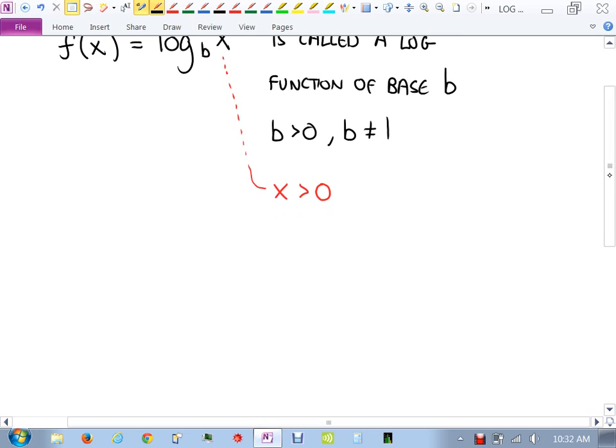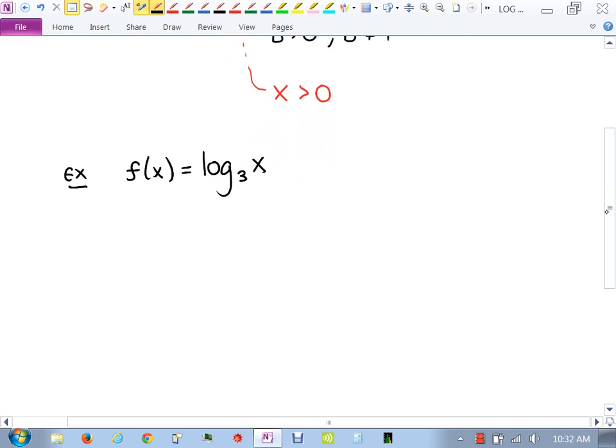Now, our first example of a log function. f of x equals log. I'm going to pick a base. How about 3? Yeah, we'll do 3. Log base 3 of x. This is the log function of base b, base 3. Let's plug some things in for x. So I'm going to make a t-table over here. What comes out is log base 3 of x.